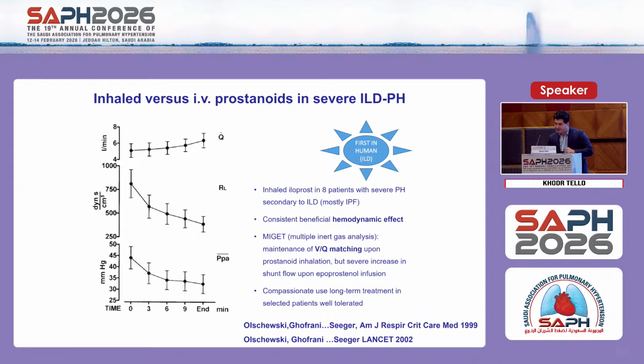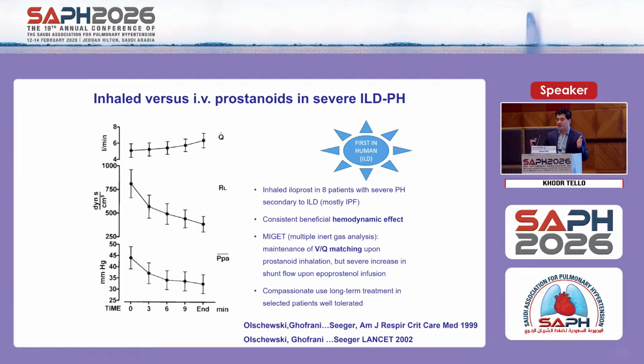He was very young in 1999. And he already was involved in that study from Gießen, where inhaled iloprost was tested in already IPF patients, at that time classified as IPF patients. And the idea from Adi and his colleagues, Horst Olszewski and Werner, was that inhalation might maintain VQ matching. So they measured it also with gold standard multiple inert gas analysis.